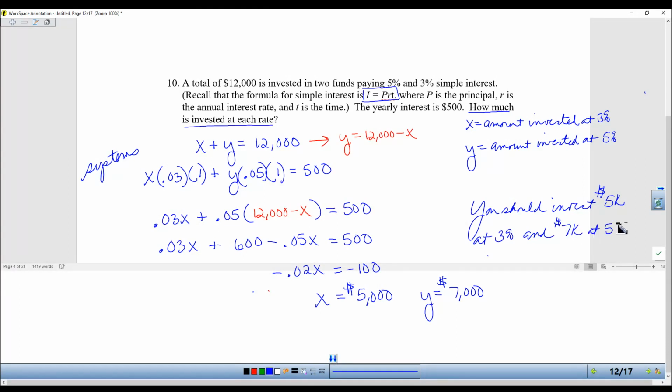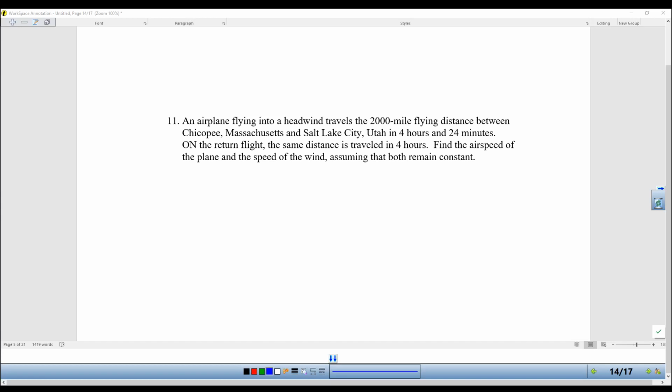and 7,000 at 5%. Number 11. An airplane flying into a headwind travels the 2,000-mile flying distance between Chicopee, Massachusetts, and Salt Lake City, Utah, in 4 hours and 24 minutes. On the return flight, the same distance is traveled in 4 hours. Find the airspeed of the plane and the speed of the wind, assuming that both remain constant.